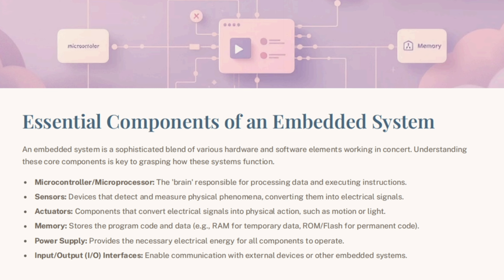Memory. This is where the system stores its intelligence. It uses RAM for temporary data processing and ROM or flash memory to permanently store the program code.